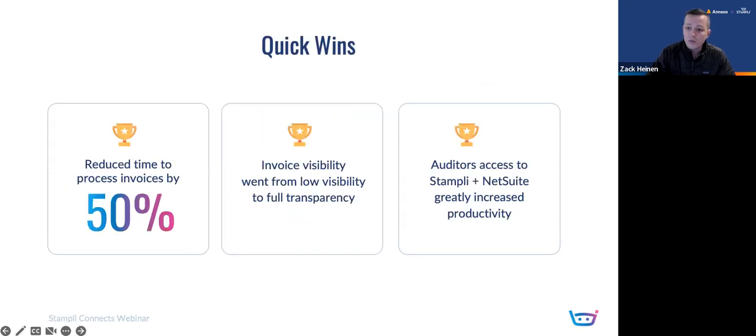And then the last thing I wanted to cover was just a few quick wins that they experienced. LiveBetter was able to reduce their invoice processing time by 50%. Next, their visibility went from a low visibility type of process to full transparency across every single invoice at every single stage of the life cycle. And then finally, by granting auditors access to Stampli and NetSuite, it greatly increased the productivity across all their teams. So all in all, they were able to see a quick ROI and then have some quick wins when implementing Stampli.